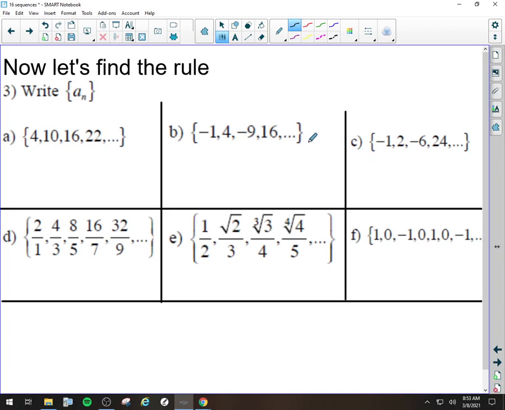So with these, it's all a matter of, are we looking for... Okay, so if we're trying to find A sub n, we're trying to find an explicit rule then, right?